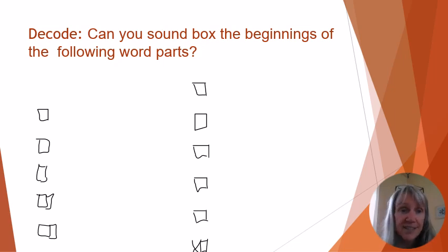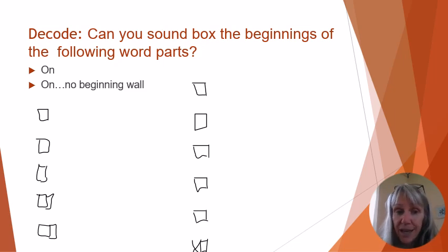Can you sound box the beginnings of the following parts? And as you can see, my boxes are pretty messy. Let's go on. On. So this is our syllable, for example, on. And I'll be using one syllable words a lot of times to represent the syllable or word part we're working with. On. What is the beginning of this, and how would you sound box it? I've jumped right to the middle, haven't I? There is no beginning consonant vowel in on. So there's nothing I have to do.